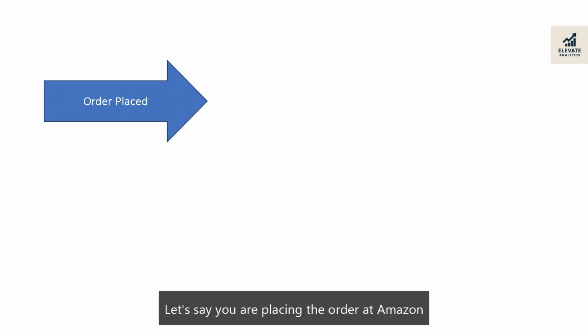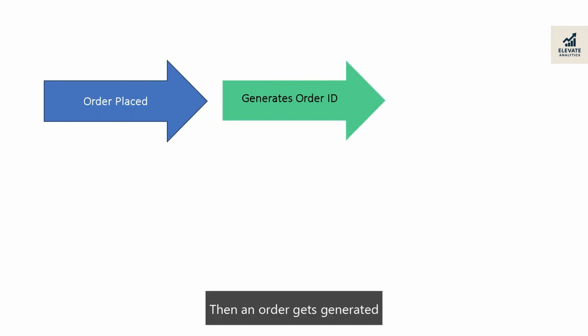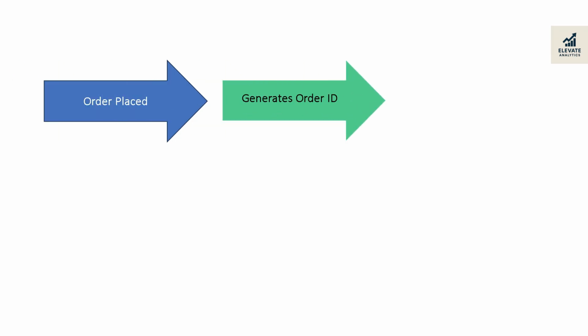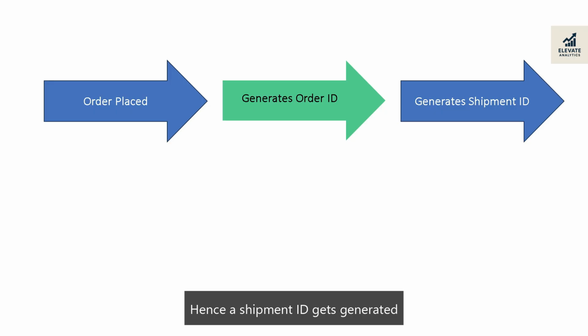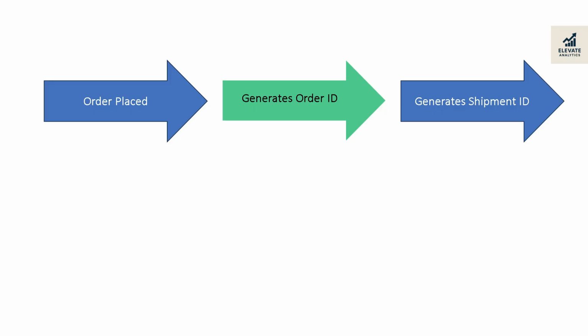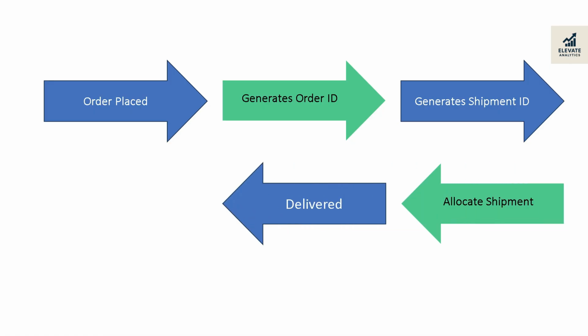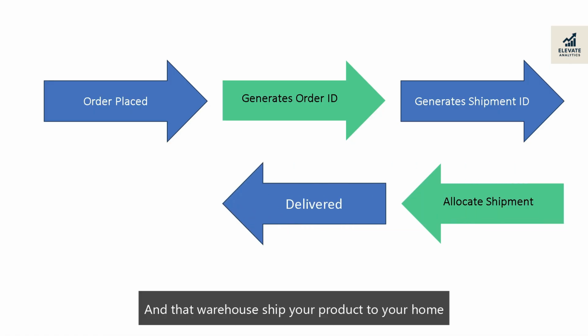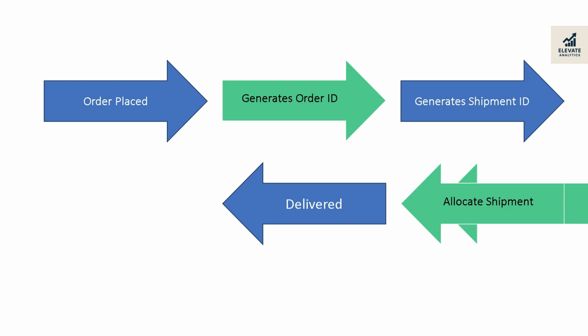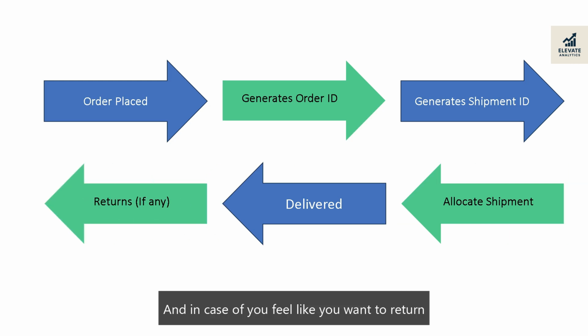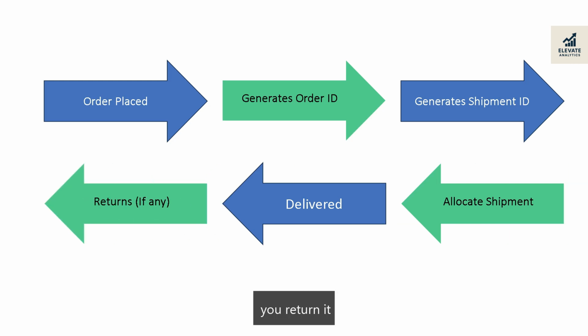Now let's understand the order process. Let's say you are placing an order at Amazon. Then an order ID gets generated. Hence a shipment ID gets generated, and that particular shipment ID gets allocated to a warehouse, and that warehouse ships your product to your home. And in case you feel like you want to return it, you return it, right?